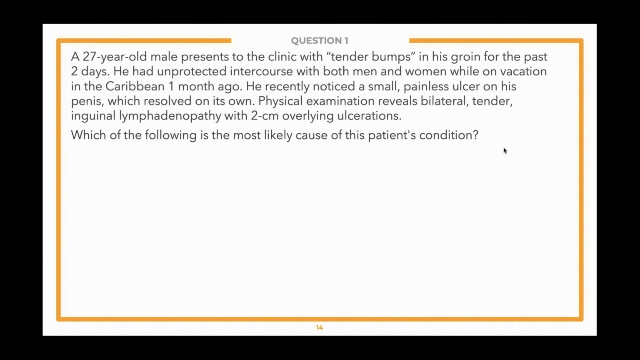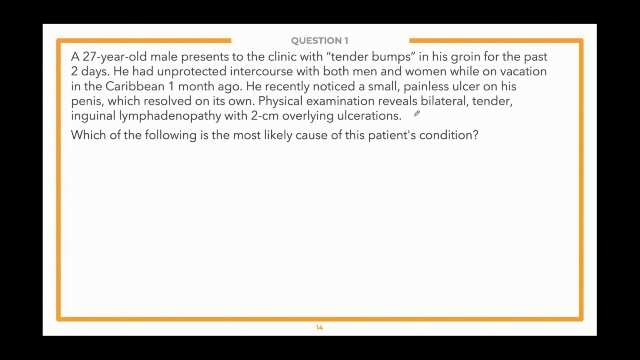A 27-year-old male presents to the clinic with tender bumps in his groin for the past 2 days. He had unprotected intercourse with both men and women while on vacation in the Caribbean 1 month ago. He recently noticed a small painless ulcer on his penis which resolved on its own. Physical examination reveals bilateral, tender, inguinal lymphadenopathy with 2-centimeter overlying ulcerations. Which of the following is the most likely cause of this patient's condition? Faris.